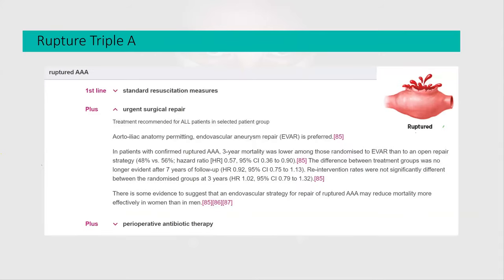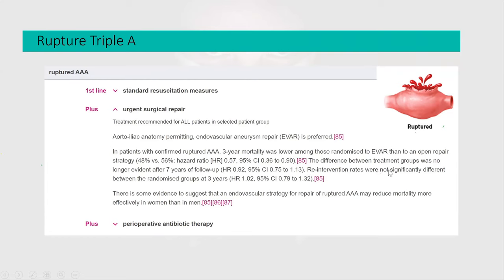Ruptured AAA, the first line is resuscitation, meaning endotracheal intubation, assisted ventilation, about 3 to 4 liters of IV fluids, early substitution of blood, and then you will do urgent surgical repair. Aortoiliac anatomy permitting EVAR, so this will be EVAR. In patients with confirmed ruptured AAA, 3-year mortality was lower among those randomized to EVAR than to an open repair strategy. So EVAR has less mortality.